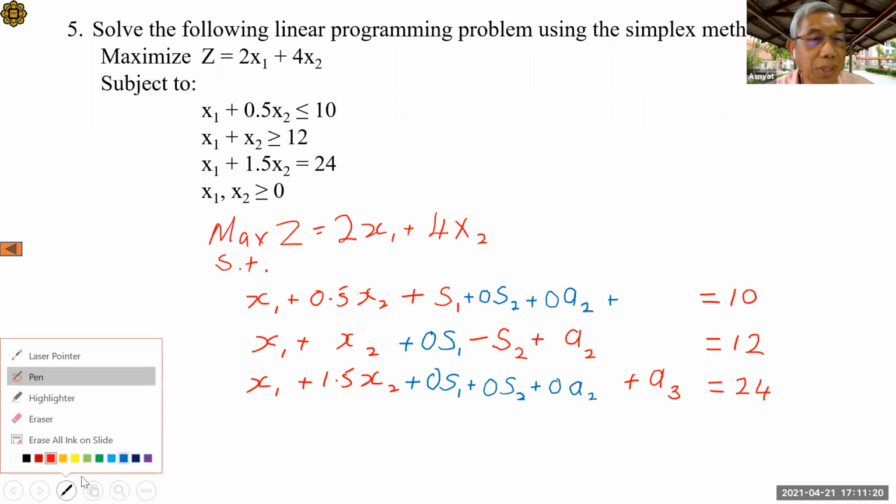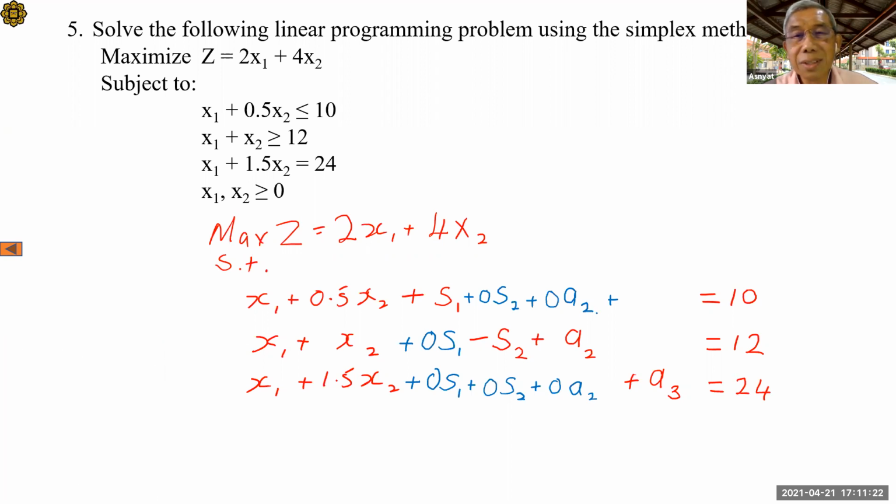Let me take the blue color again. Okay. The last one, put A3, 0 coefficient. This one also at 0, A3. Okay, we are almost done.